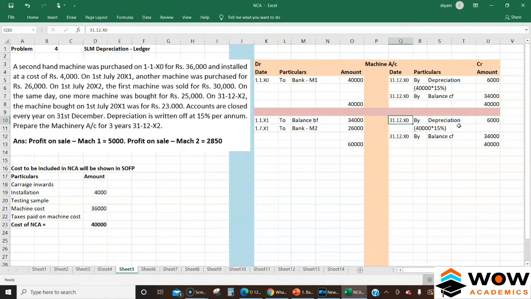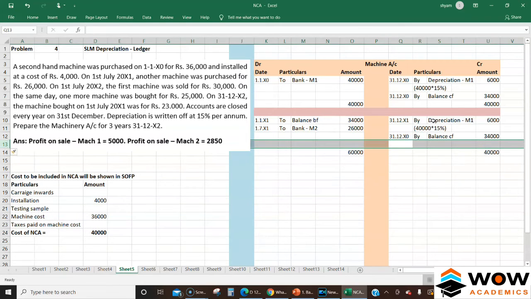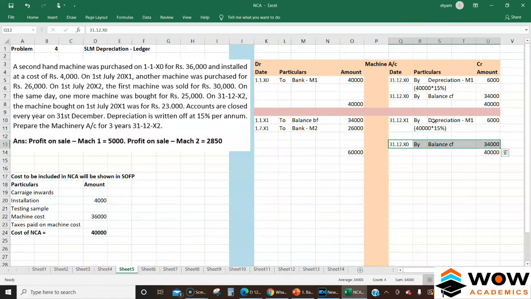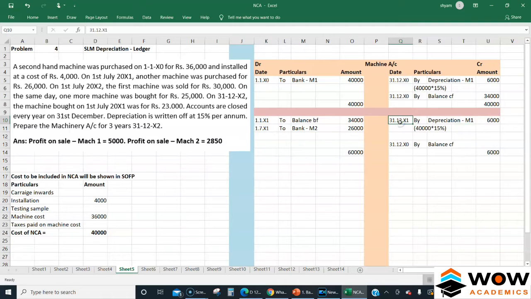We have to provide depreciation. So we have come to 1 year. By depreciation, we will put two things, hyphen, we'll put M1, because there would now be many depreciations available. So again, M1. Now there are two depreciations. One for the full machine. Machine 1 has to be provided depreciation for the full year. So this is correct.